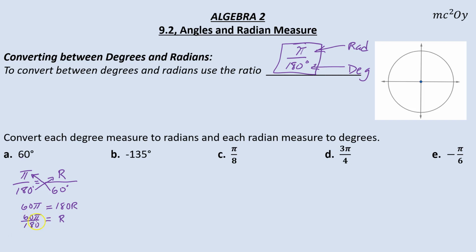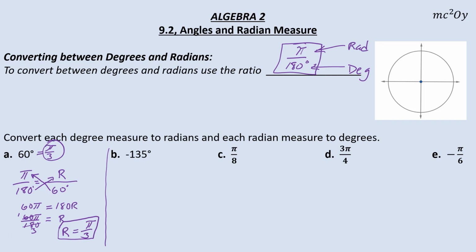How many what goes into 60 and 180? Well, 30 does. 60 does as well. 60 goes into 60 once. 60 goes into 180 3 times. So I get pi over 3. So here, r equals pi over 3. There are pi over 3 radians. 60 degrees is the same thing as pi over 3. And that will be a measurement that when we deal with the unit circle, you will memorize.